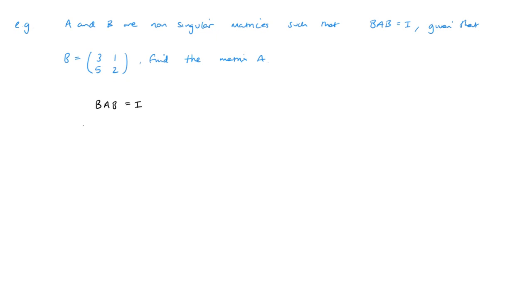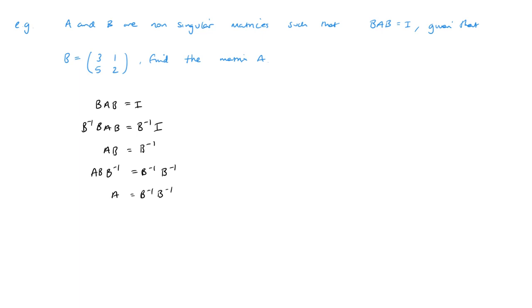So first of all, I will multiply by the inverse of B there. So that means that's inverse of B times I. So AB equals inverse of B, and then I want to multiply on the right. So A equals the inverse of B times the inverse of B.